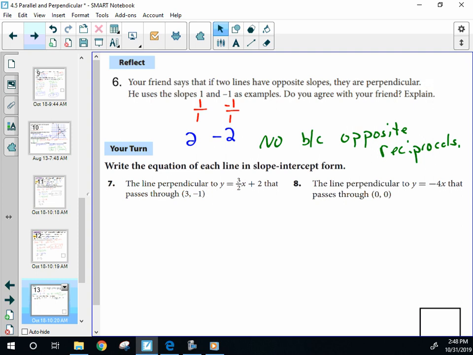So right now, I want you to pause the video, and on your own, take 5 minutes here to write the equation of the lines in slope-intercept form that are perpendicular to the given lines, numbers 7 and 8. You're doing your turn, numbers 7 and 8.